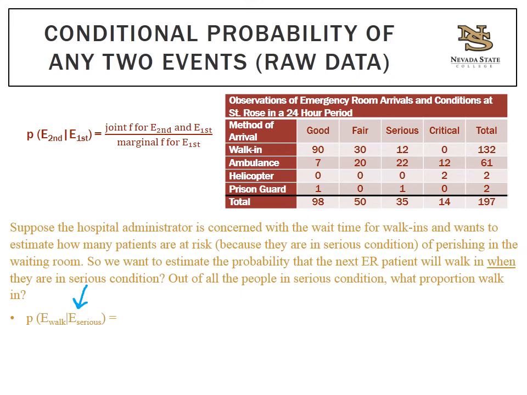All right, so now let's say that a hospital administrator is concerned with the wait time for walk-ins and wants to estimate how many patients are at risk because they're in serious condition of perishing in the waiting room. So we want to estimate the probability that the next ER patient will walk in when they are in serious condition. Another way to say this is what proportion of people in serious condition will walk in.